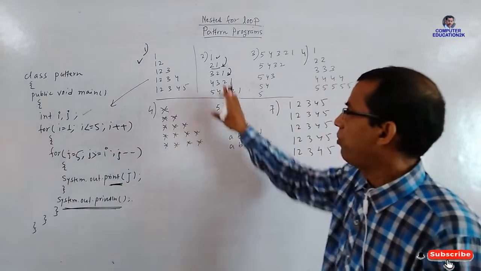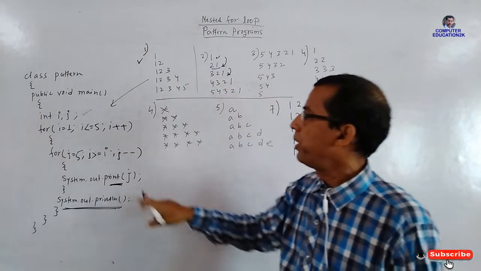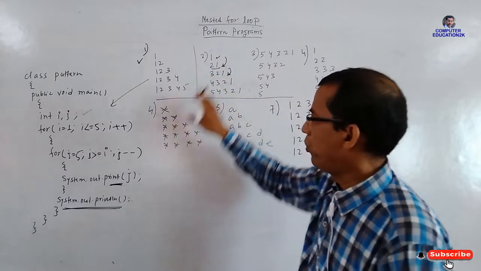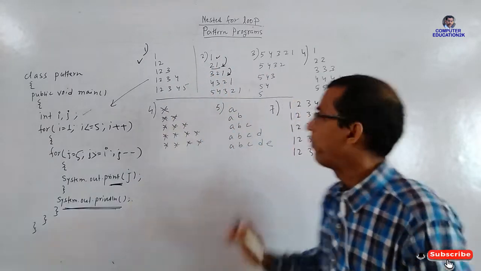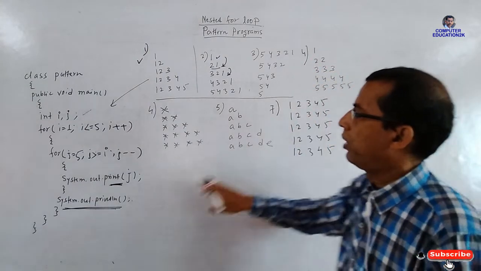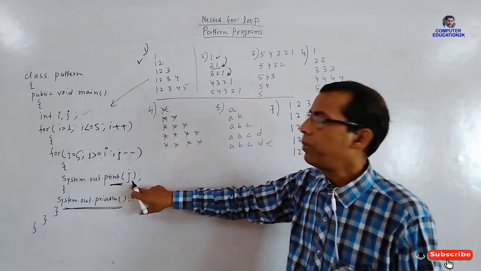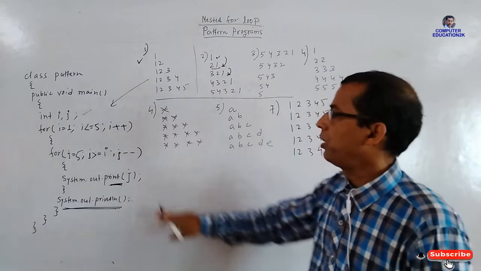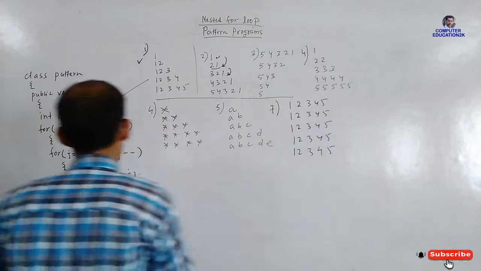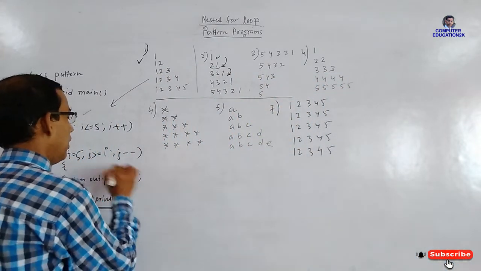But if you see this kind of different values, then you have to print J. But if you see the fixed values 1, 2, 2, 3, 3, 3, 4, 4, 4, 5, 5, 5, then here you have to give system.out.print I. So this program and this program are the same. Only you have to put I here.